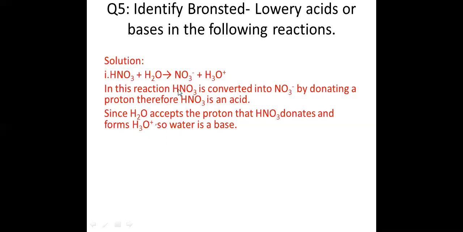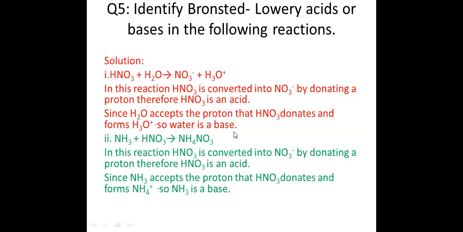And I told you this is the definition of a Lowry and Bronsted acid, that an acid is a species which can donate a proton. And you can see water after accepting a proton is converted into hydronium ion. So according to the Lowry and Bronsted concept, a base is a substance which can accept a proton. So water accepts the proton that nitric acid donates and forms hydronium ion. So water is a base. Water is a Lowry and Bronsted base because it accepts a proton. And nitric acid is a Lowry and Bronsted acid because it donates a proton.